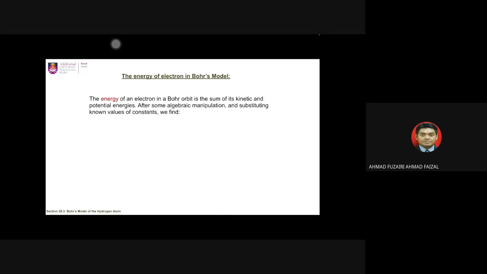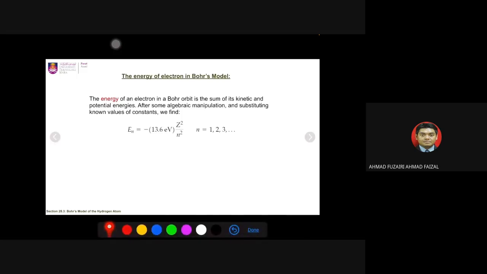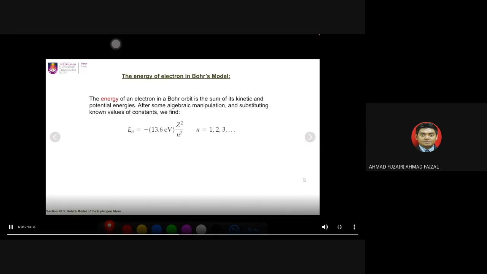The energy of electron is the sum of its kinetic energy and potential energy. After some algebraic manipulation and substituting known values of constant, we find that the energy of electron in an orbital is equal to negative 13.6 z² over n², where z is atomic number, n is the number of orbital. So if we want to find the energy for the electron in second orbit, then we can set n to be 2.